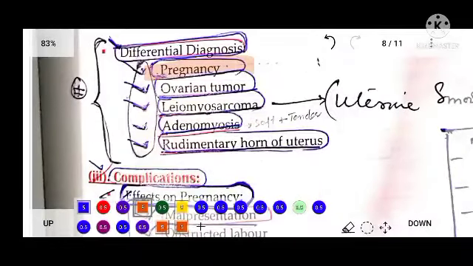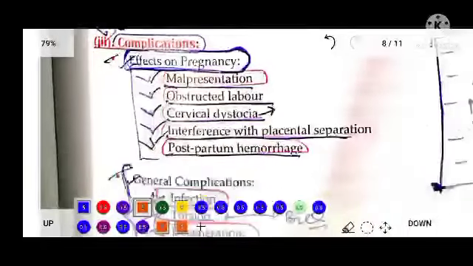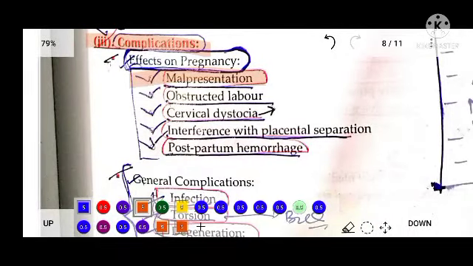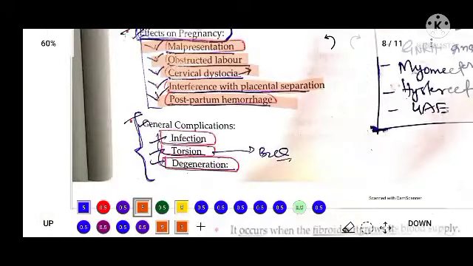Differential diagnosis will be pregnancy, ovarian tumor, leiomyoma, adenomyosis, or rudimentary horn of the uterus. A complication of this condition is malpresentation. A fetus can be malpresented, obstructed labor can happen, cervical dystocia can occur, interference with placental separation, and postpartum hemorrhage can occur in this condition.